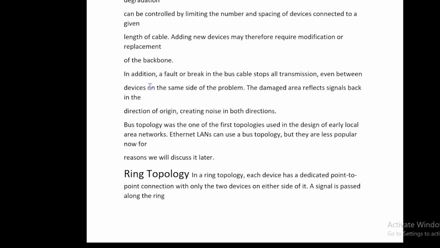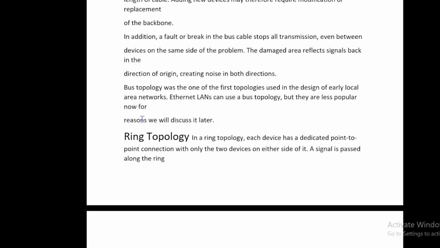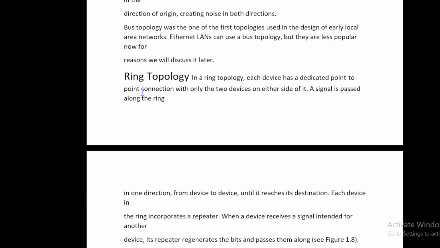In addition, a fault or break in the bus cable stops all transmission, even between devices on the same side of the problem. The damaged area reflects signals back in the direction of origin, creating noise in both directions. Bus topology was one of the first topologies used in the design of early local area networks. Ethernet LANs can use a bus topology, but they are less popular now, for reasons we will discuss later.